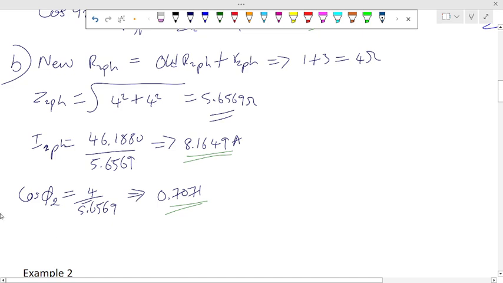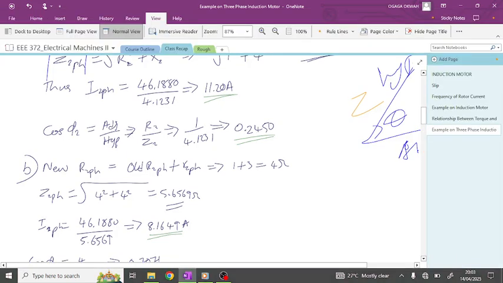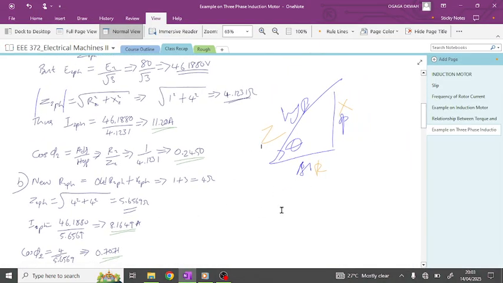And of course, that change will affect the power factor, because R is now 4 and impedance is now 5.6569, and this will give us our new power factor. So that's for example 1. We'll just leave it at this, and in our next video we'll talk about example 2.